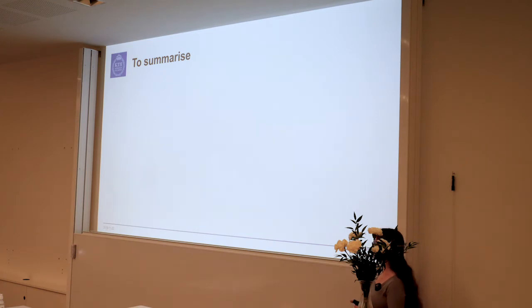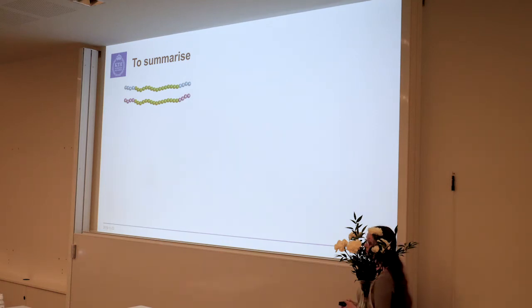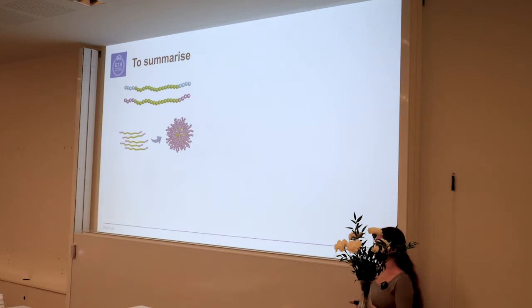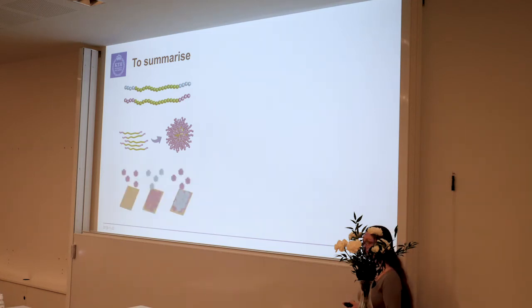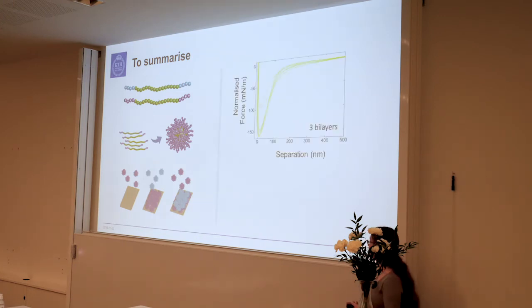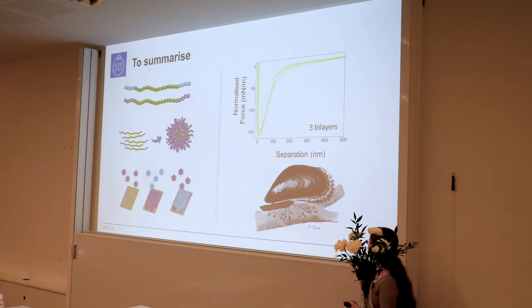A short summary of this track before moving on to the next. So we made those tri-block polymers with long hydrophobic energy dissipating middle blocks and short charged outer blocks. They formed micelles in water dispersion, which were used to build up those LBL structures on surfaces. And the adhesion between those LBL surfaces was in the range of that of muscle-filled protein.